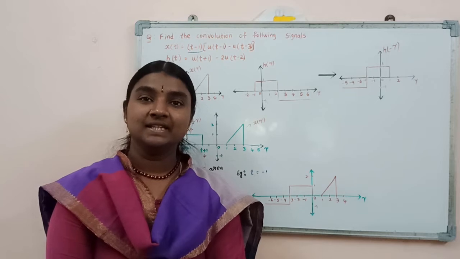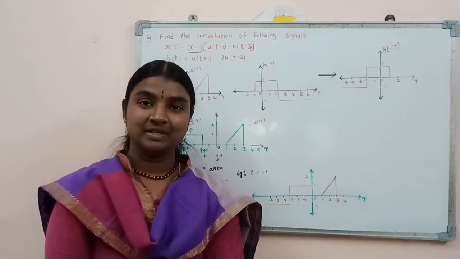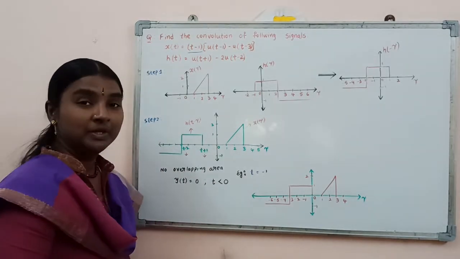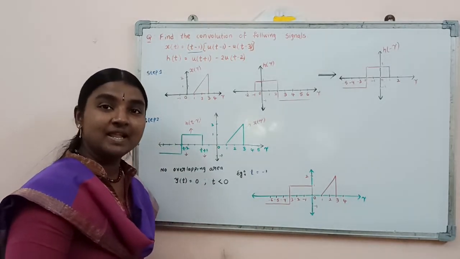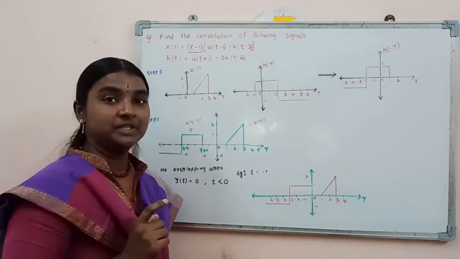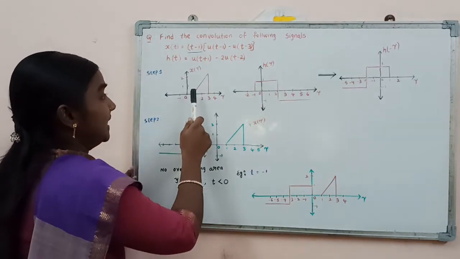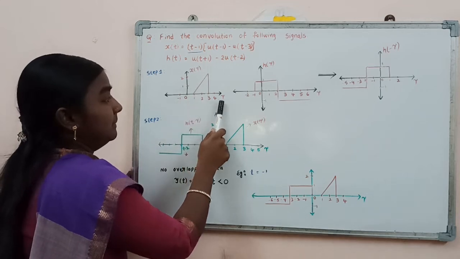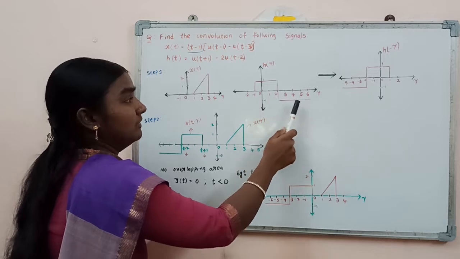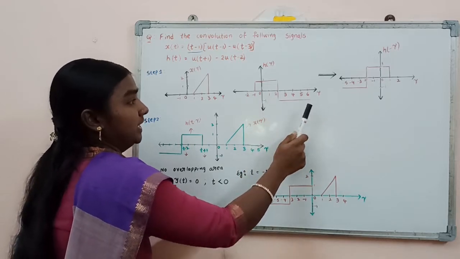Now we will consider the steps of the graphical convolution method. In step 1, we need to represent the x of t signal and the h of t signal with the independent variable tau. So this is the signal x of tau with independent variable tau, and this is the signal h of tau with independent variable tau.